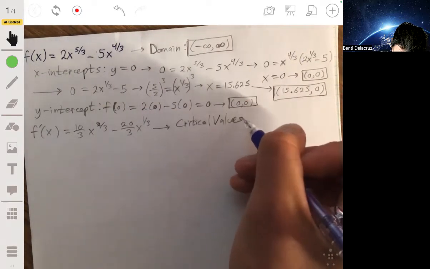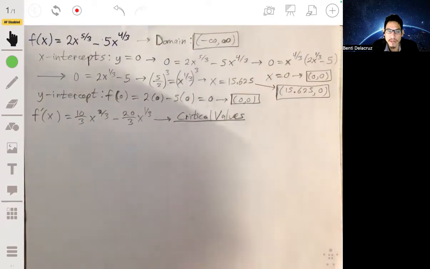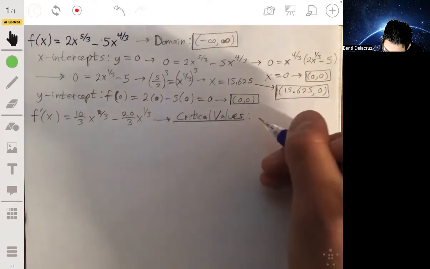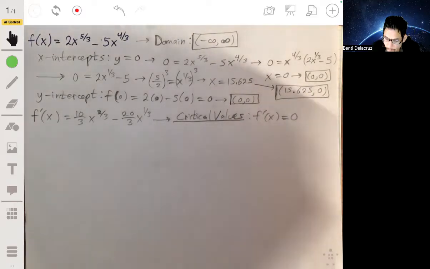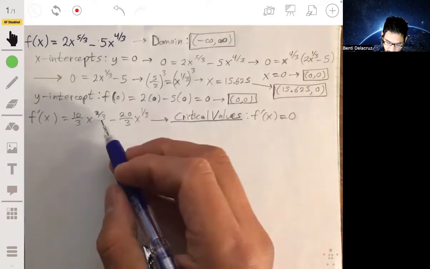Sometimes I call them critical points. I don't think it's really a big deal with the terminology, critical values. So find where the derivative is equal to 0 or undefined. So it's fine where it's equal to 0. So we set this equal to 0.